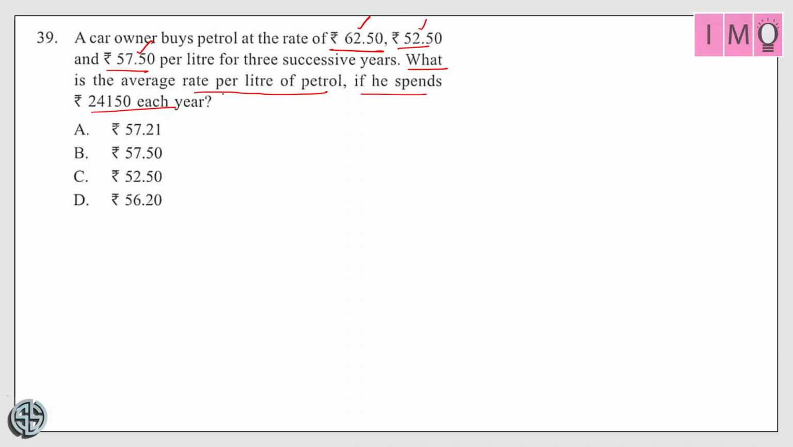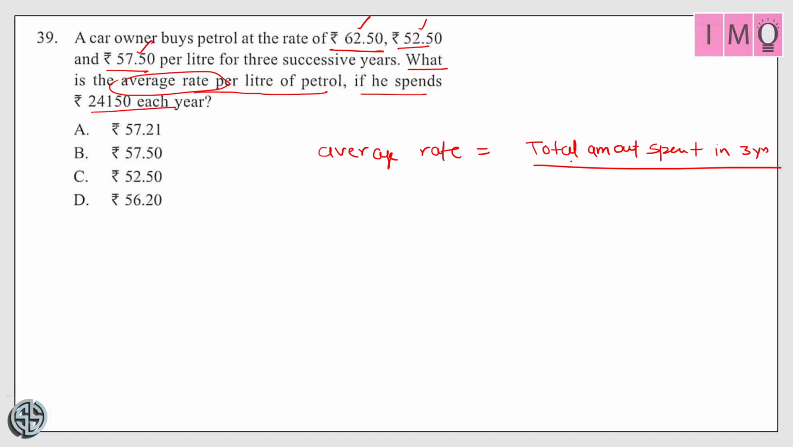Now for finding the average rate, what you have to find: average rate will be equal to the total amount spent on petrol in 3 years upon the total quantity, you can say total liters of petrol bought in 3 years, which we have to calculate. Now calculating the total amount is very easy, because each year he is spending 24150, so for 3 years he must have spent that much. Now we have to calculate the total liters of petrol.